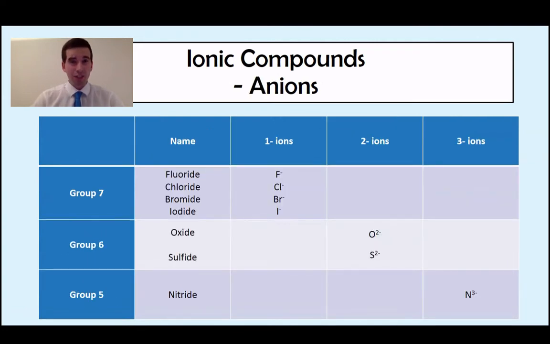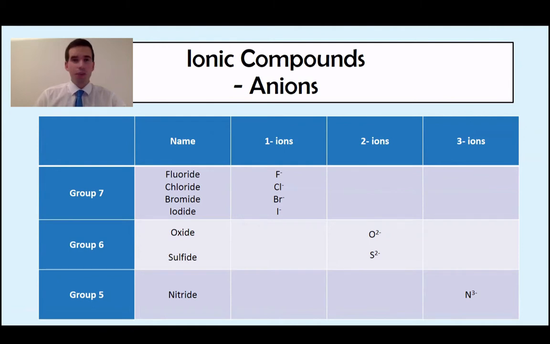Here are the anions you need to know. Group 7, the halogens, or the halides, sorry, are all 1 minus. The group 6 ions are 2 minus. And you need to know nitride, which is N3 minus.